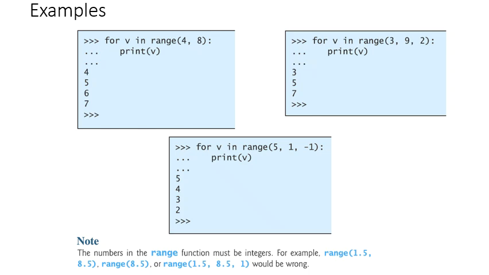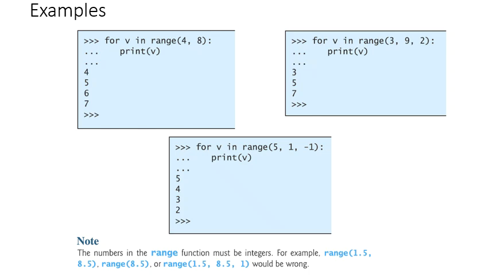For V in range 3, 9, 2. So here the initial value is 3, the ending value is before 9, and the stepping value is 2. So the increment value is 2. It starts from 3, 3 plus 2 is 5, 5 plus 2 is 7. 7 plus 2 is 9, but it should be less than the ending value. So 7 is the last value.